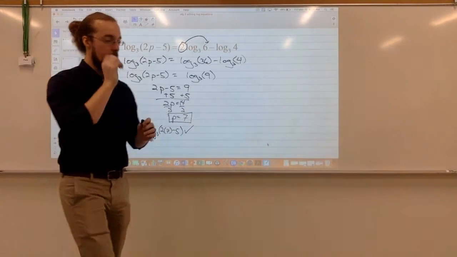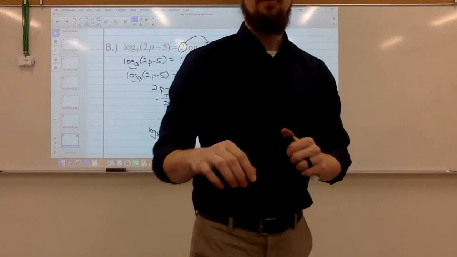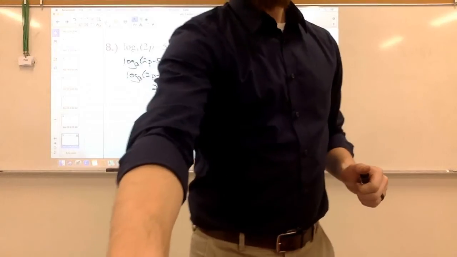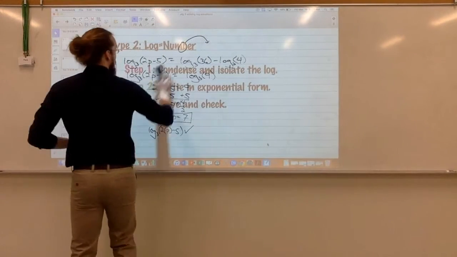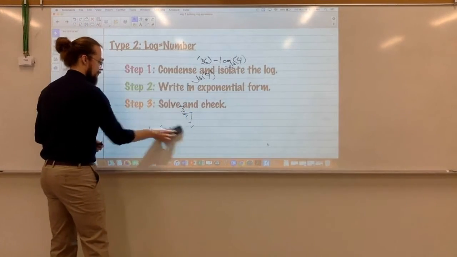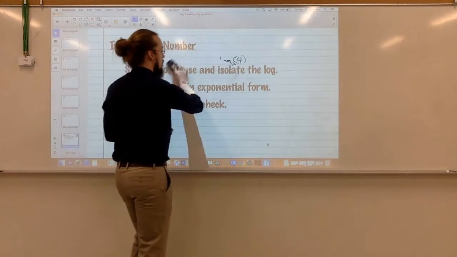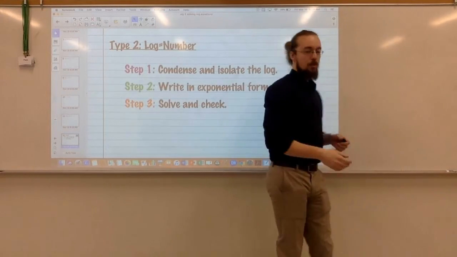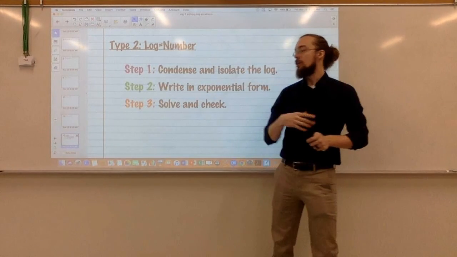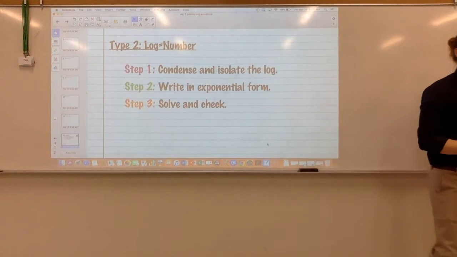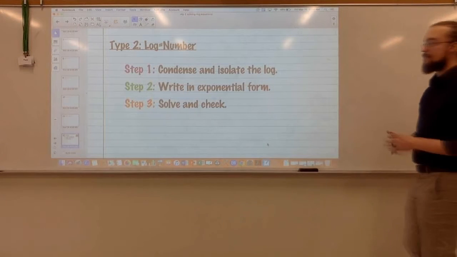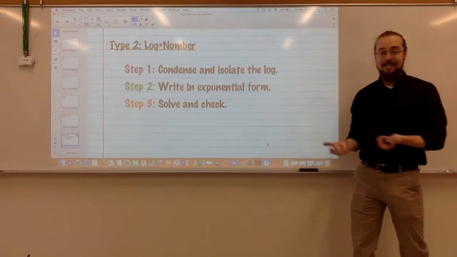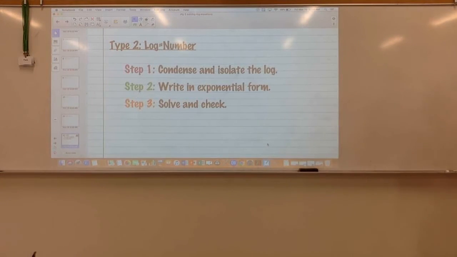Alright, we're going to skip 9 and 10. So go ahead and flip over to the back. We're going to take a look at the second type of logarithmic equation. Okay, in this one, instead of a log equal to a log, we've got a log equal to a number. So copy these steps down in your notes. Okay, step 1 is to condense and isolate the log.